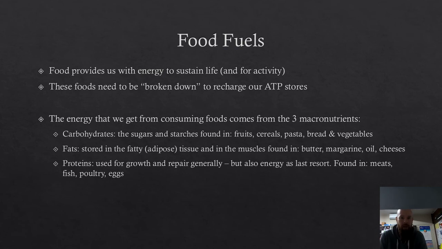Like I said, we have carbohydrates, we have fats, we have proteins, and they get broken down. They're the three macronutrients. You've probably heard that term macronutrients mentioned in health before. So carbohydrates, the sugars, the starches, all that sort of stuff that's found in fruits, cereals, pasta, breads, vegetables. I'm sure you can give me more if I asked you.